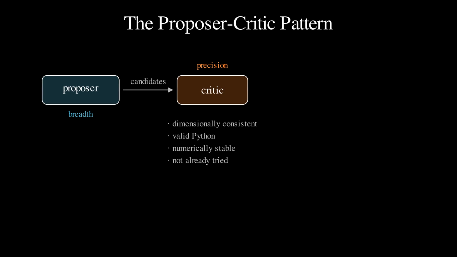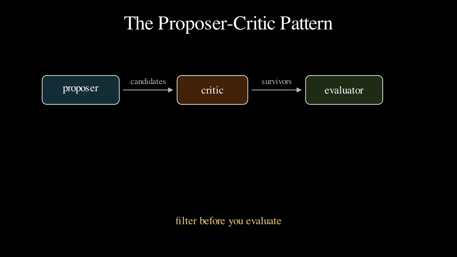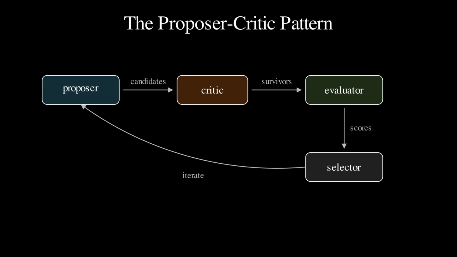The critic enforces the constraints the scoring harness does not check: that an expression is dimensionally consistent, that it is valid Python, that it is numerically stable, and that it has not already been tried. Filtering before evaluation saves money, because evaluation may be an expensive step, a model call, or a heavy computation. This proposer-critic loop is the pattern engineering writing calls the evaluator optimizer. The evaluator scores the survivors, the selector keeps the best, and the best feed the next round of proposals.